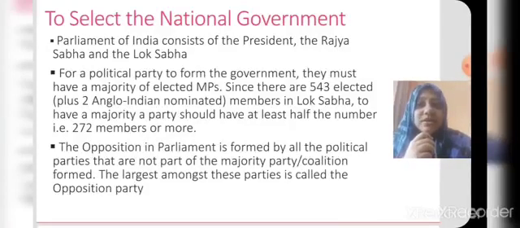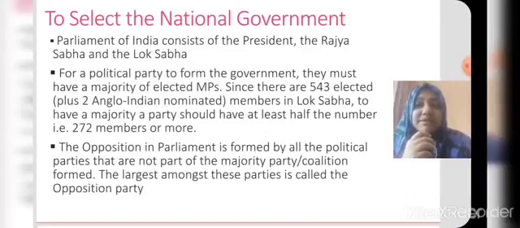Members in Lok Sabha, to have a majority, a party should have at least half the number of the members, that is 543 are the total number of all the members sitting in Lok Sabha, and 272 members should be of the ruling party members.